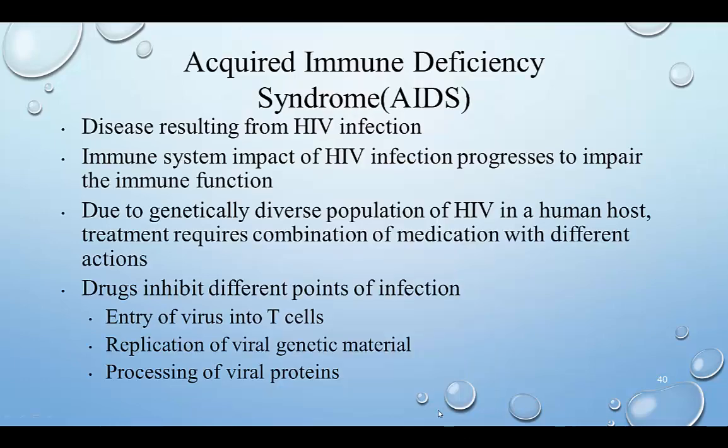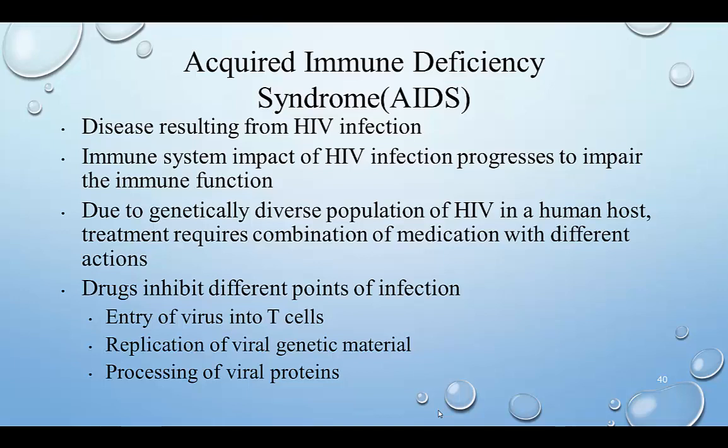So then we have acquired immune deficiency syndrome, which is what we call AIDS, which is the disease that results from the HIV infection. So the impact of the HIV infection progresses to impair our immune function. Genetically diverse populations of HIV in the human host.